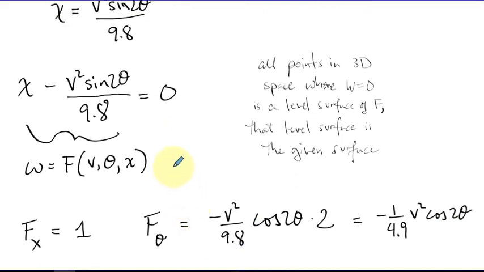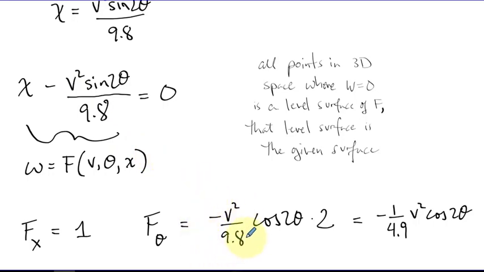So that's what I'm doing here, finding the partial derivatives of F with respect to each of these variables. The partial derivative with respect to X is 1, because when I take a derivative with respect to X, I treat every other variable as a constant. So V and theta are all considered fixed. The derivative with respect to X is just 1. When I take a derivative with respect to theta, now X is a constant and V is a constant. And so the derivative of the X goes to 0 here, and I get the negative V squared over 9.8.